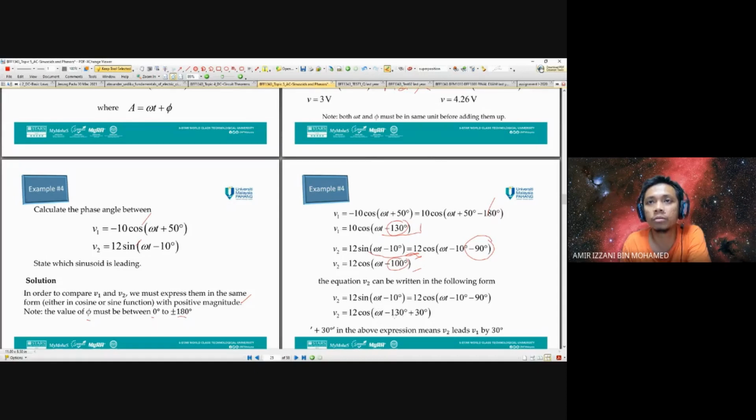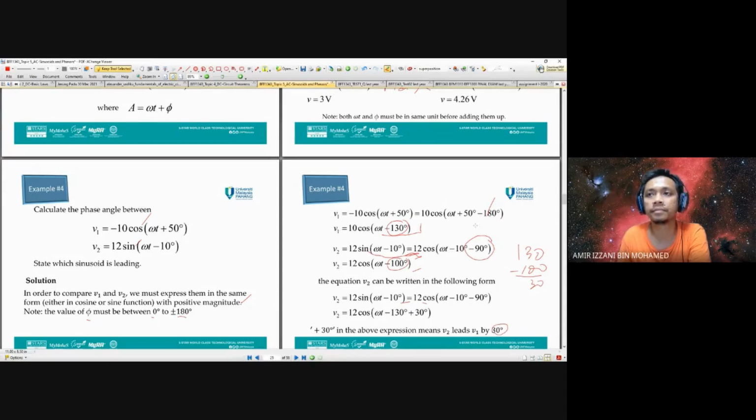So V2 equals 12 cos omega t minus 130 plus 30 degree. We can see here, or we can just calculate it outside: 130 and 100 are in the same polarity, both negative, so it's 30 degree different. In the above expression, it means that V2 leads V1 by 30 degree.